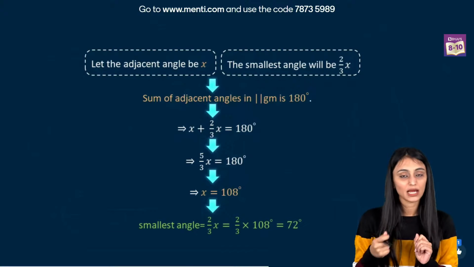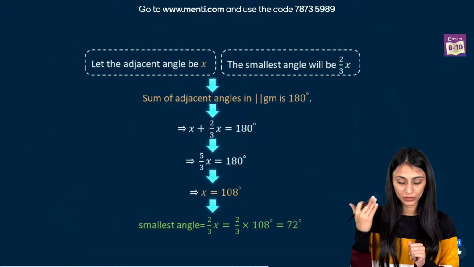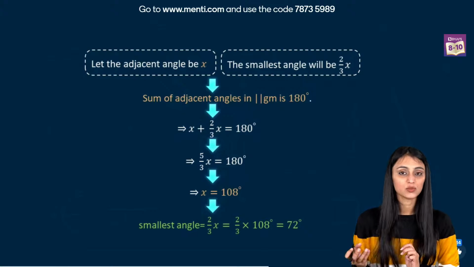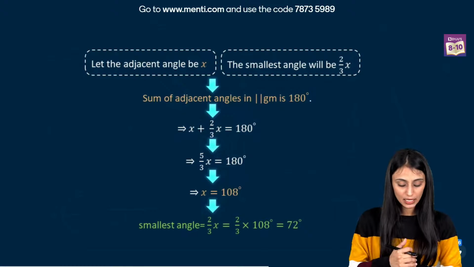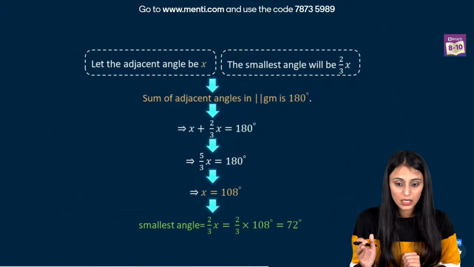See, let's suppose that the adjacent angle is X, so the smallest one is 2/3 of it. That would be 2/3 of X, right? You can solve along with me. So sum of adjacent angles, we just learned that co-interior angles are formed. The adjacent ones, their sum would be 180 degrees. So X plus 2/3 X would be equal to 180 degrees.